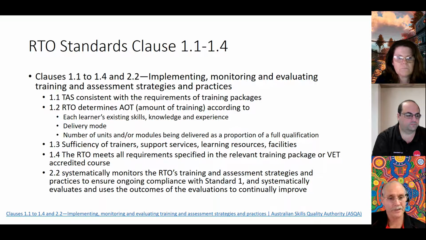1.3 gives the regulations for the sufficiency of trainers, the support services, the learning resources and facilities. 1.4 is about the RTO meeting all requirements specified in the relevant training package or VET accredited course. And 2.2 is a requirement to systematically monitor the RTO's training and assessment strategies and practices to ensure ongoing compliance with Standard 1, and systematically evaluate and use the outcomes of the evaluations to continually improve.